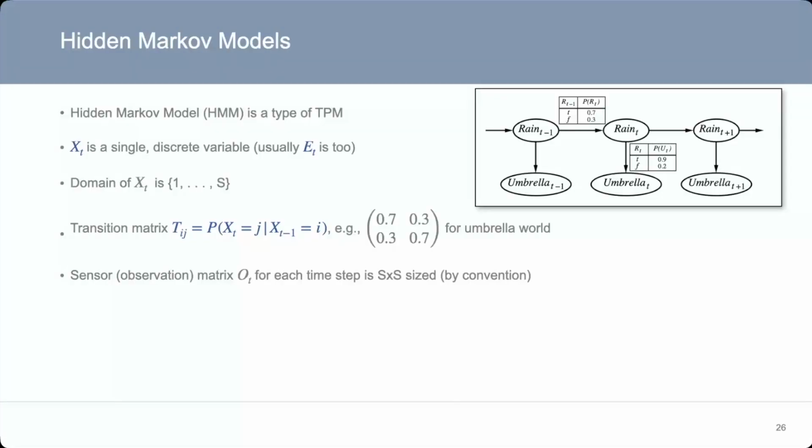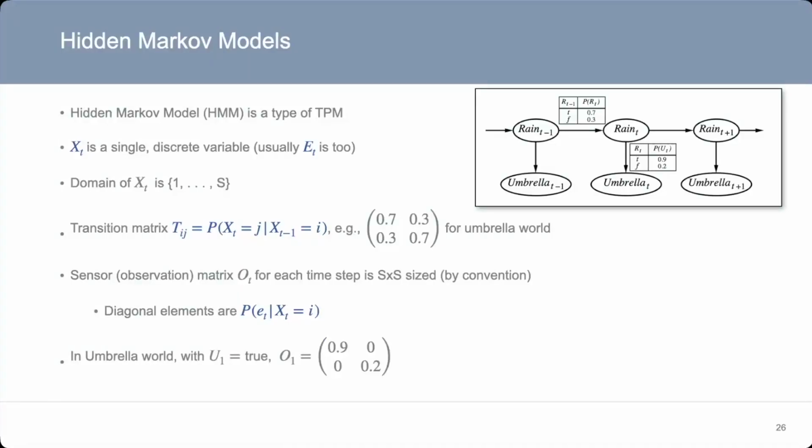Similarly, the sensor matrix Ot can be constructed from the sensor probabilities. The sensor matrix is constructed for each time step and is S by S sized. In the sensor matrix, the diagonal elements are the probability of Et given Xt is i. So for example, in the umbrella world, if U1 was true, O1 can be written in this way.